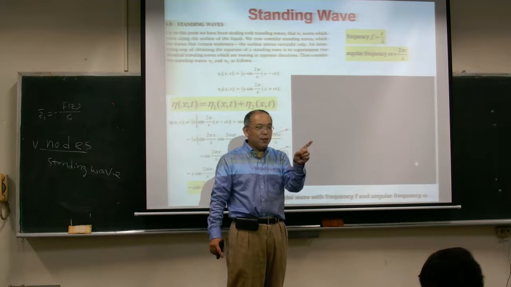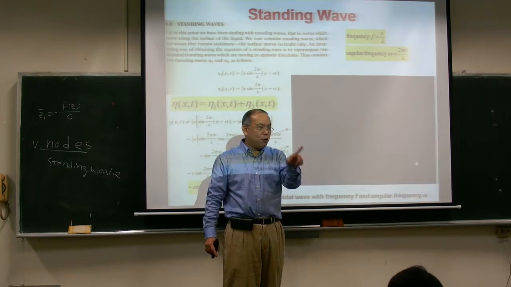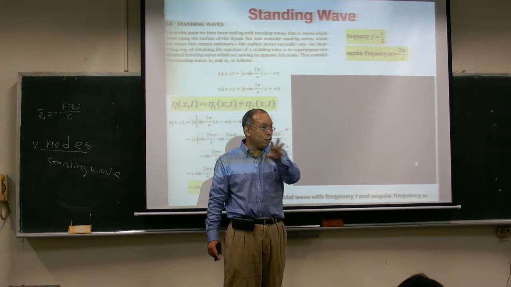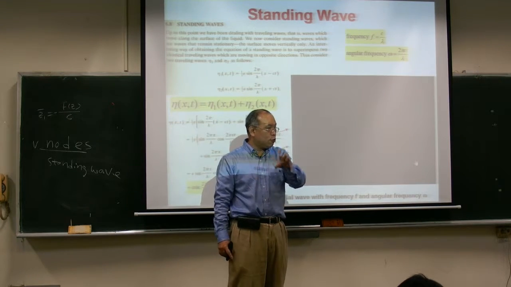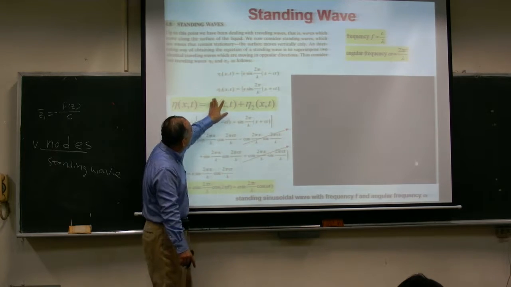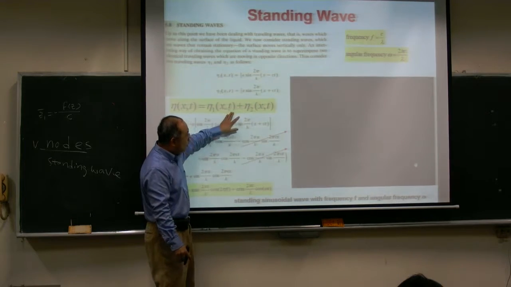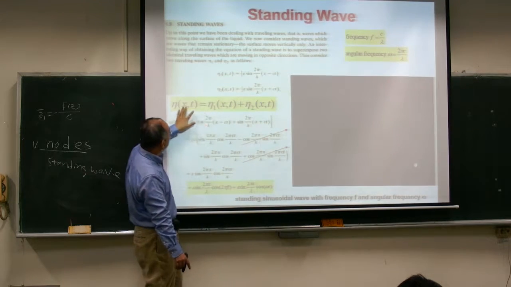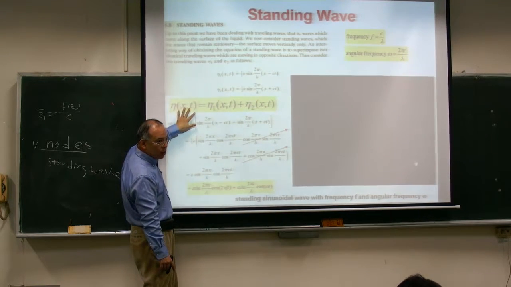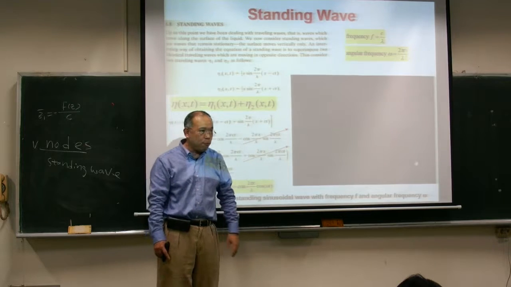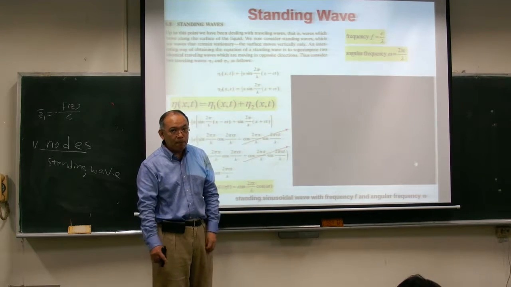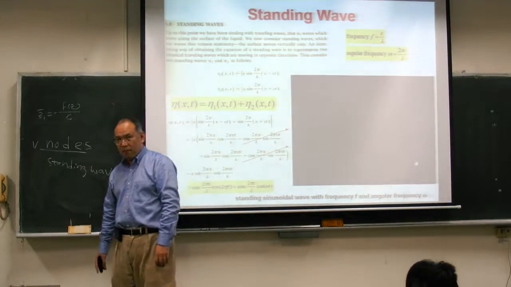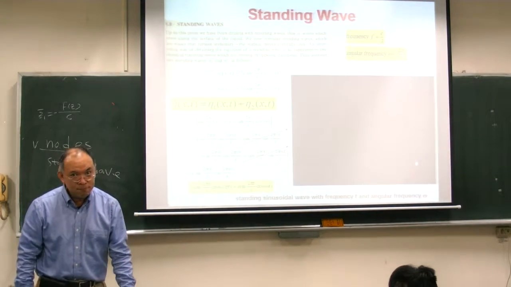Because remember, potential flow is a linear equation. With a linear equation, we can superimpose two solutions. These two solutions can be represented, one solution for this traveling wave, one solution for the other traveling wave, and if I superimpose these two solutions it will be the standing wave solution. This standing wave solution is also a solution for our Laplace equation. Remember that, right? So we don't have to do it again.